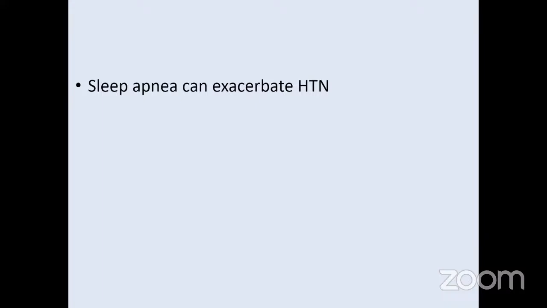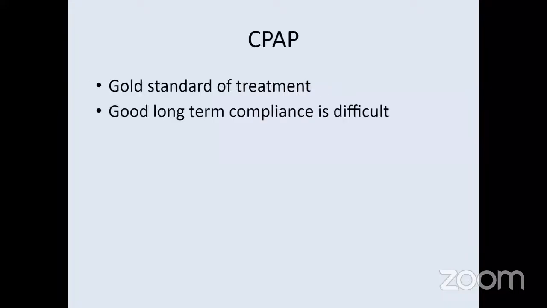Also, sleep apnea is linked to hypertension, either as a causative factor or as an exacerbating factor for previously diagnosed hypertension. So CPAP, which is the continuous positive airway pressure, is the gold standard of treatment for obstructive sleep apnea. And it has good long-term efficacy, but compliance is difficult.